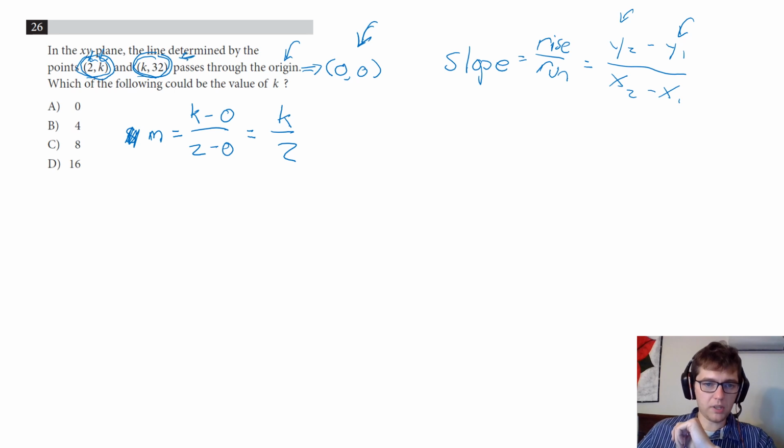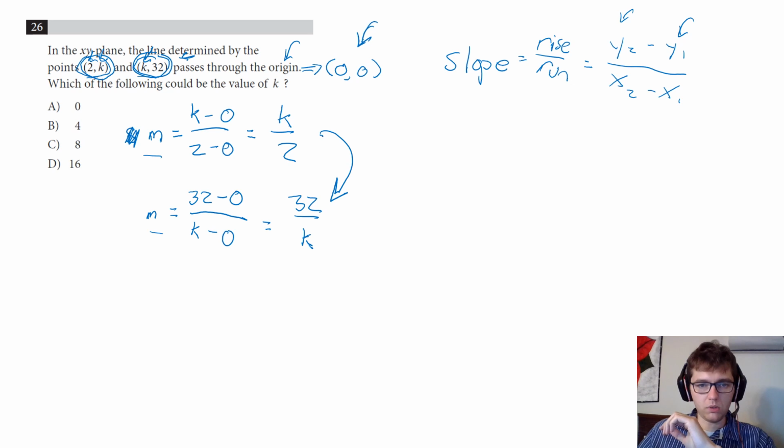Now let's use this second point they give us. m is equal to, in this case, we have 32 as y2 minus 0 because we're going through the origin, and we have x2 is k minus 0, so m is equal to 32 over k. Now both of these are equal to m, right? k over 2 is equal to m, 32 over k is equal to m. So you can set these two equal to one another. So you can say k divided by 2 is equal to 32 divided by k. Solve for k.